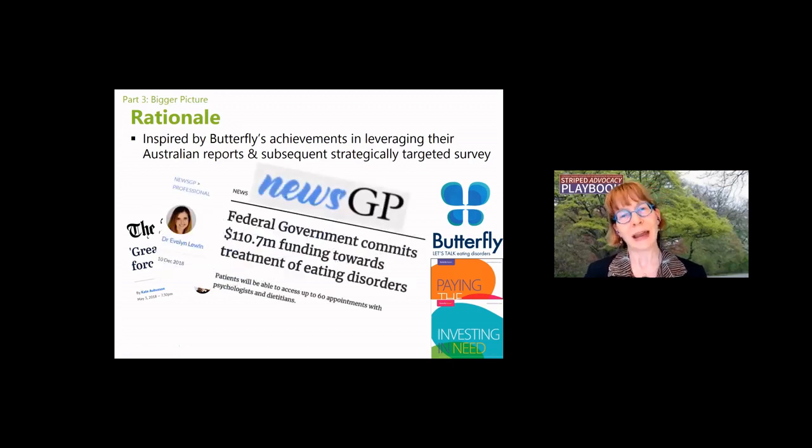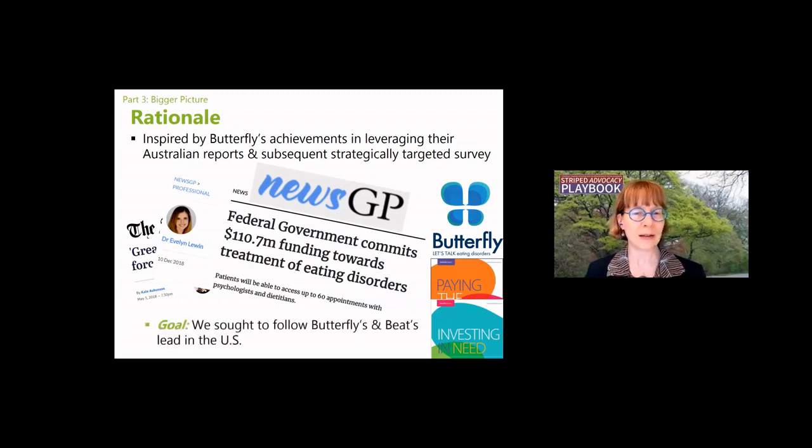And with that, and with very smartly targeted policy advocacy, they got over $110 million in funding toward treatment. In Australia, $110 million goes much further than in the US. This was a major transformative change in health policy in Australia to vastly increase access to care for Australians with eating disorders. We saw that in the news several years ago, in 2018, and we thought, we've got to follow their lead here in the US. They figured it out, we've got to figure it out.